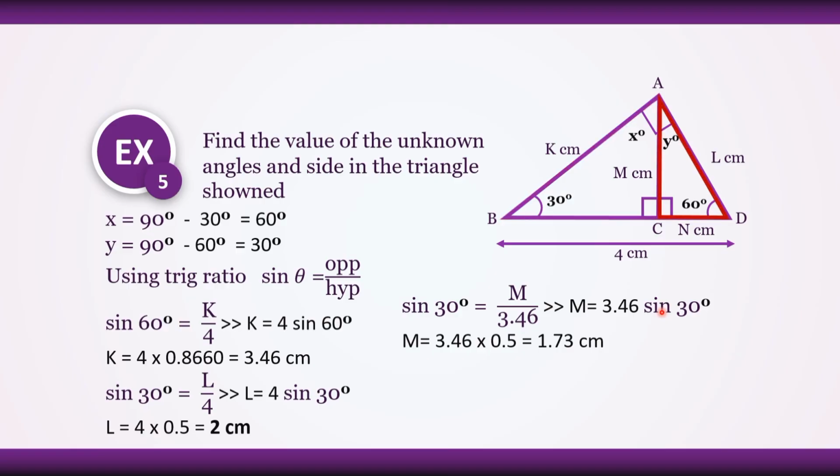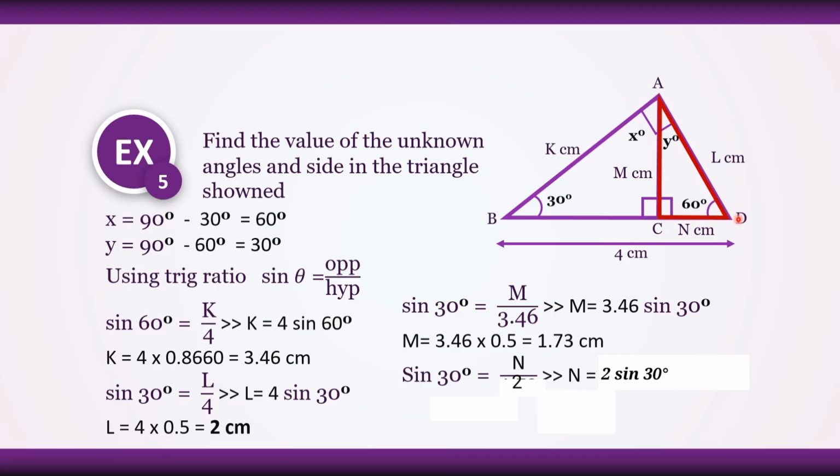Finally, to find the value of N, I'm going to use this triangle here, triangle ACD. Using this triangle ACD, I'm going to use sine 30 degree because this angle here is 30 degree. Now using sine 30 degree, which is the value of this angle here, sine 30 degree will be what? Opposite over hypotenuse. And what is my opposite? Opposite is this N. Hypotenuse is this L.